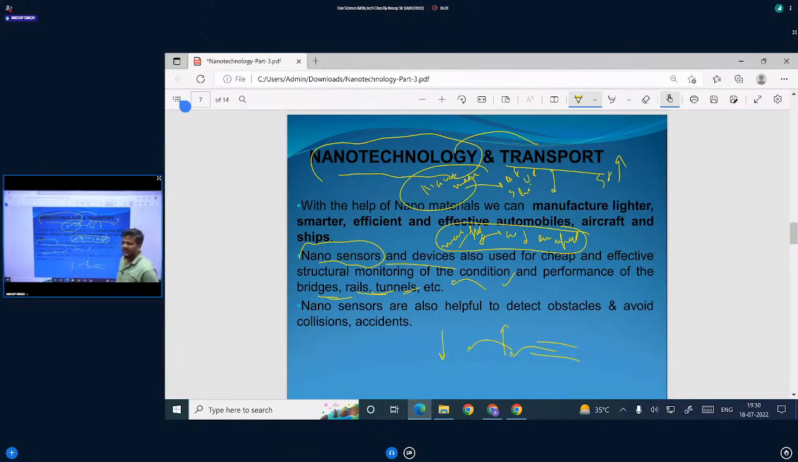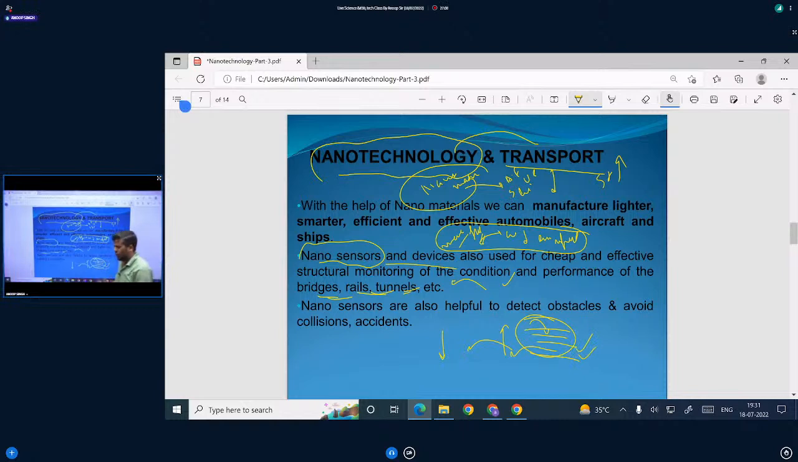Some bridges and tunnels are constructed near the borders, and their condition should remain perfect all the time in all weathers, because they are important for the transportation of the army. Most of the time you've seen that these sensitive areas are always on the hit list of the enemy. So with the help of the nano sensor, we can also protect these areas.